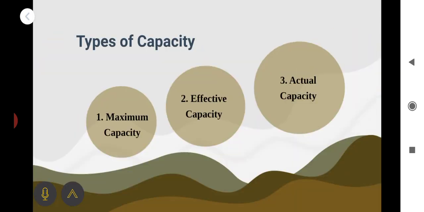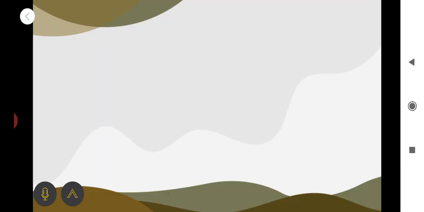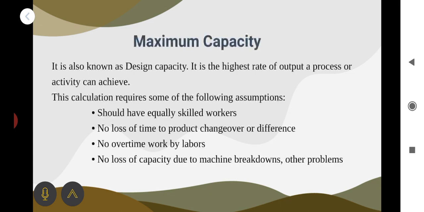There are different types of capacity: maximum capacity, effective capacity, actual capacity. You know these terms, they are very self-explanatory. Maximum capacity is the highest level of capacity. It may not be effective. It is also known as design capacity. It is the highest rate of output a process or an activity can achieve.